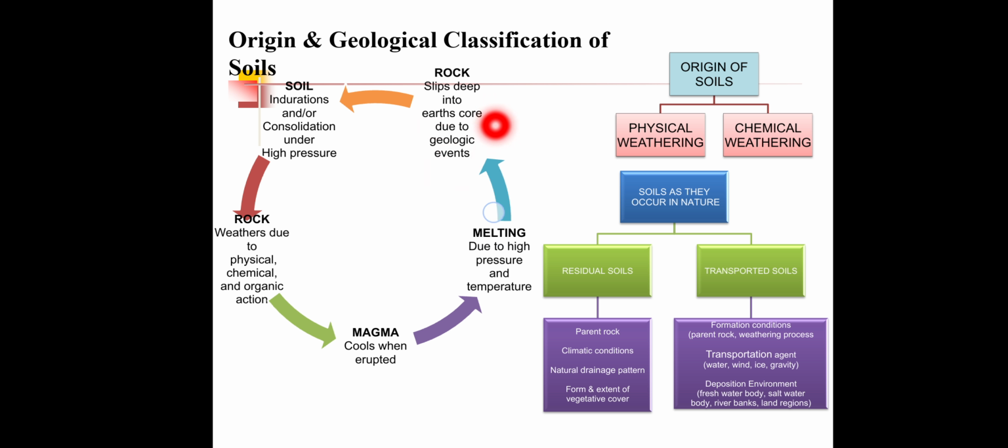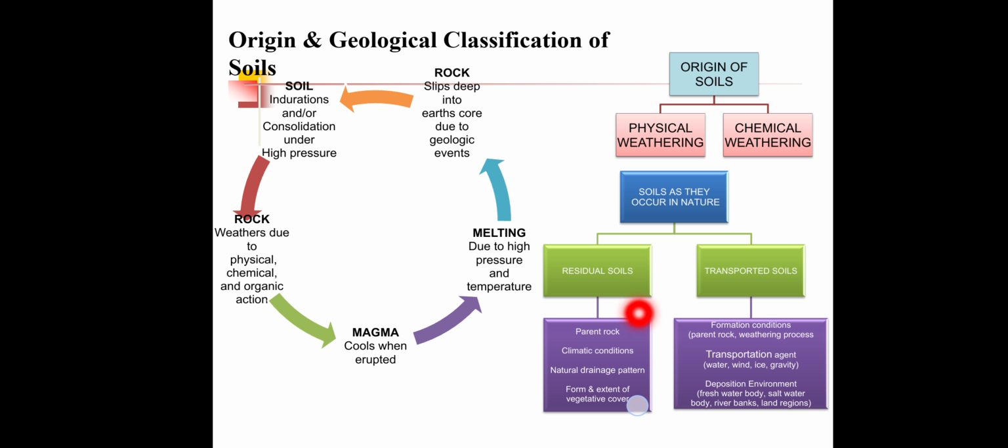Once again this rock will be degraded with the help of geological aspects, so it will be degraded into soil particles. This sequence will be carried out, and usually a lot of time is taken to form a soil particle. To form soil particles in nature usually takes a lot of time, usually more than hundreds of years. And how soils exist in nature: usually they have two types, residual soils and transported soils.